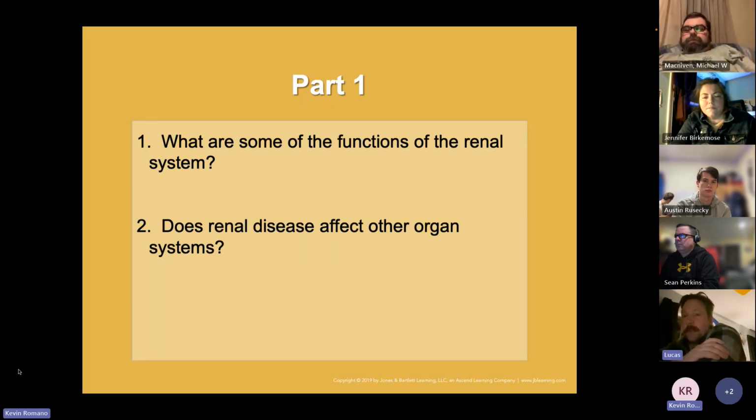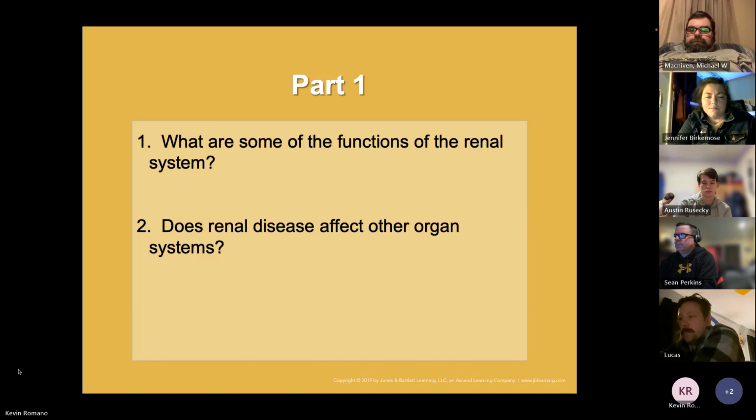So let's see if we can add some of this here. Electrolytes. So it definitely rids the body of waste products such as urea, nitrogen, and creatinine. The kidneys also help regulate electrolytes in the body, including magnesium, calcium, sodium, potassium. In addition, the kidneys play a major role in acid-base balance of the body, which I think we all hit, right?